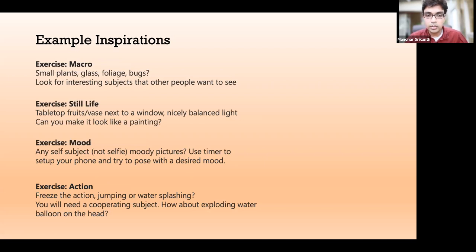You can try macro, still life. Still life usually is a table with a bunch of fruits and veggies and that sort of thing. But the cool thing to achieve here is to make it look like an artistic painting without actually editing the picture, but purely by photographic means, try to make it look a bit more like an art painting. Mood is where you have a subject, either yourself or somebody, with a specific desired mood. You know, there's rain outside and somebody sitting next to a window. Maybe there is no rain here in the next few weeks, but I'm giving an example.